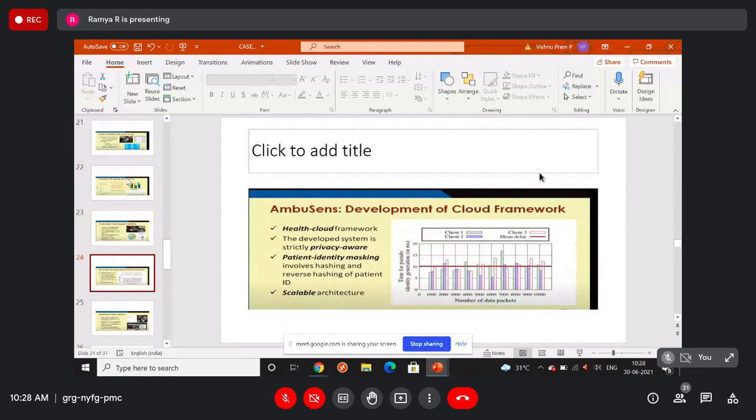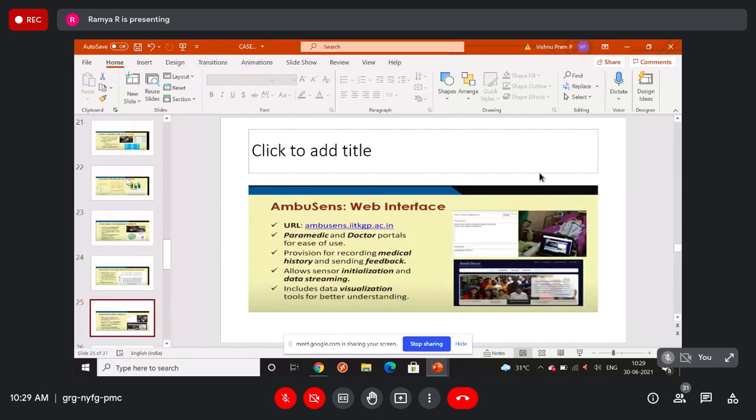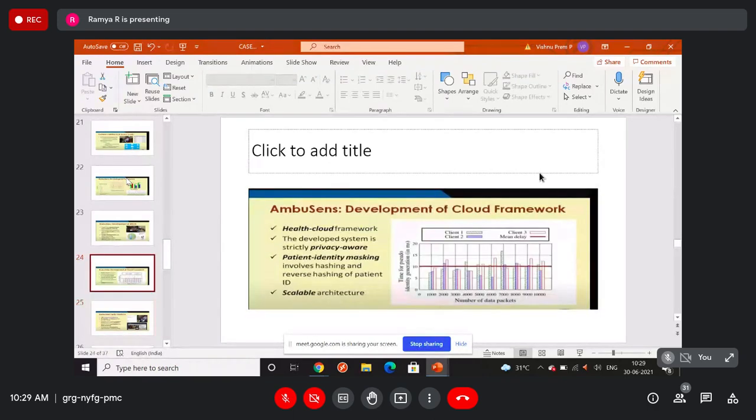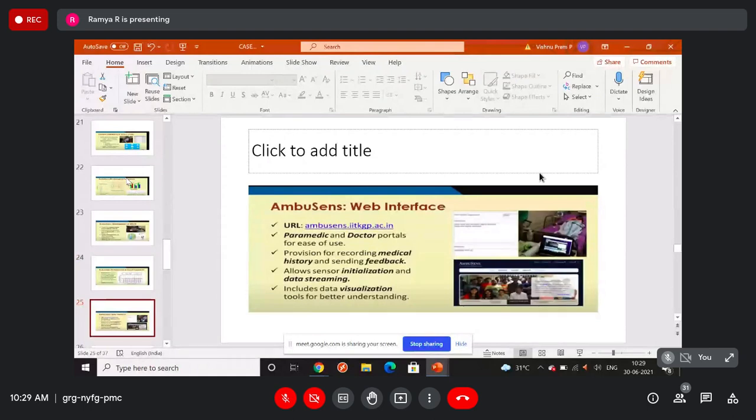Development of cloud framework. So here, the health cloud framework. This is what we are talking about, the health cloud framework. The developed system is strictly privacy aware, with patient identity masking, and it involves the hashing and reverse hashing of patient ID, and a scalable architecture. So what happens here? This provides high security for the patient's data. So this provides the high identity masking for the patient's data.